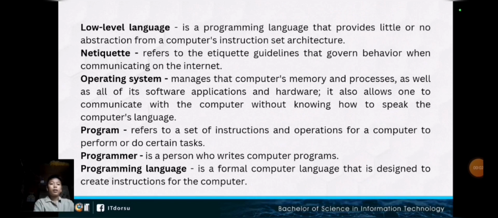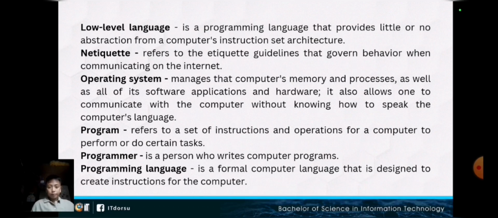Is a programming language that provides little or no abstraction from a computer's instruction set architecture. So, pareho lang ito ng high level language na nasabi ko kanina. Ito sila yung mga tinatawag nating programming language.